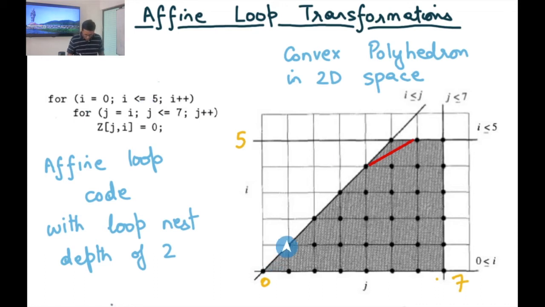Now the space of iterations shown with this shaded region represents all the possible values that the tuple i comma j can take. For example, i comma j can take the value 2 comma 2, but it cannot take the value, for example, 3 comma 2, because that's outside this space.